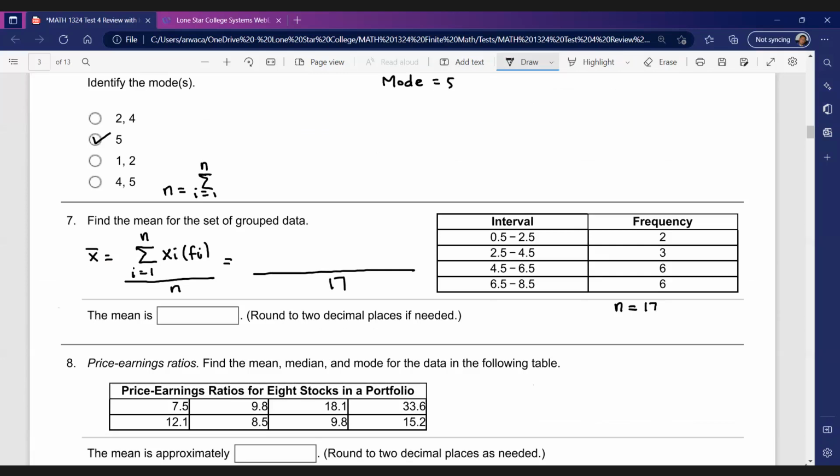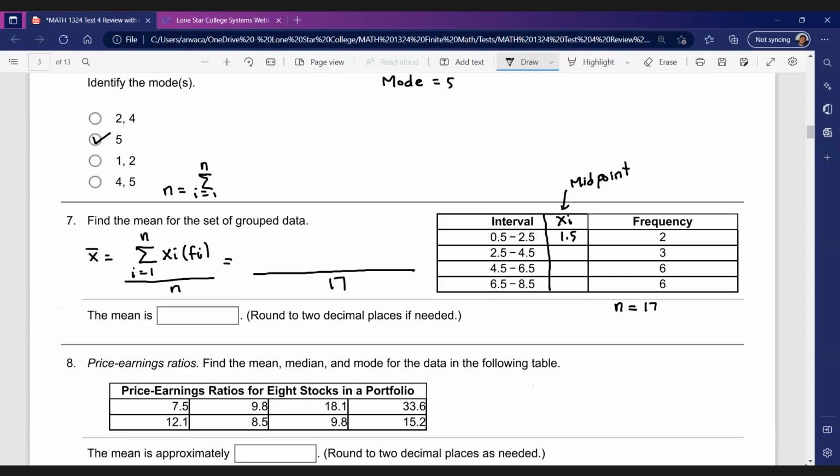So what are the midpoints? I'm going to add an additional column here. I'm going to call it xi, which happens to be, in this case, the midpoint. To find the midpoint, we can easily add the two ends and divide by 2. So in this case, 2.5 plus 0.5 is equal to 3. Therefore, it will be 1.5.